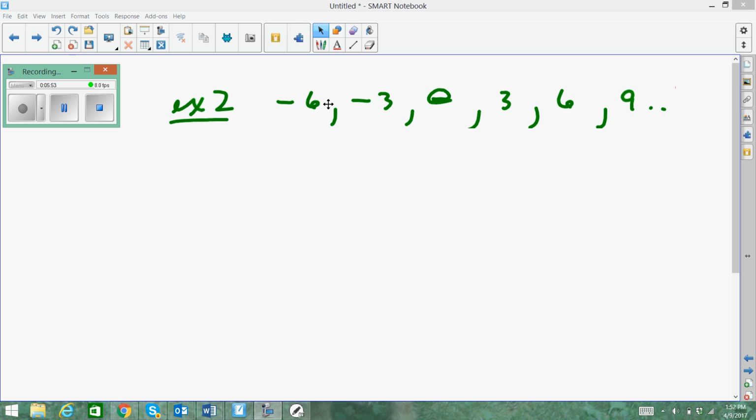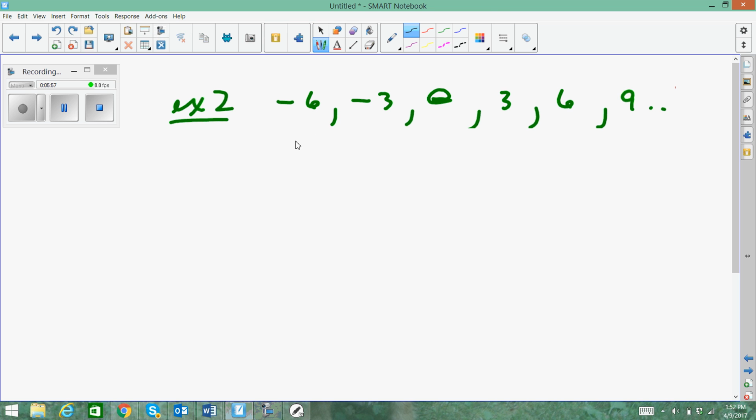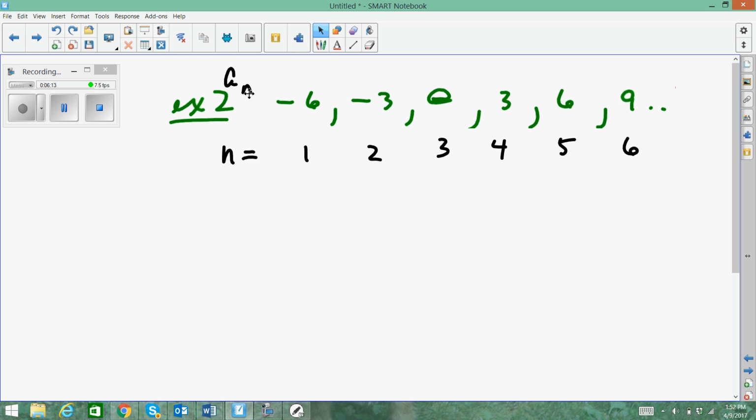So position in this sequence is n. So here, n equals 1, 2, 3, 4, 5, 6. And up here we could put a sub n, and a sub n, let's just move it down there. And these are a sub n. Okay? These are the a sub n terms. All right.